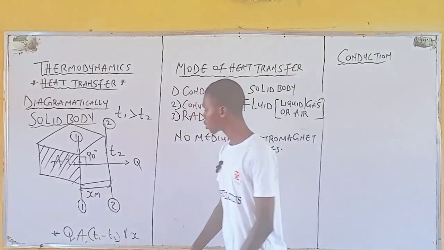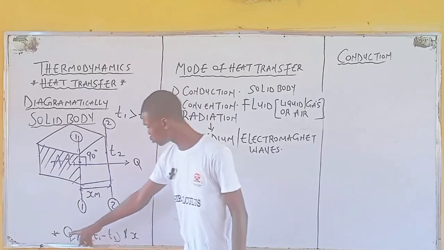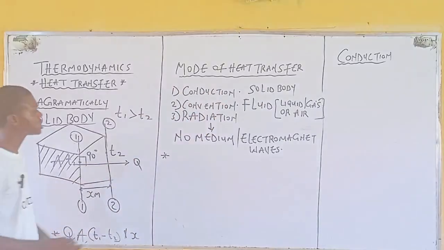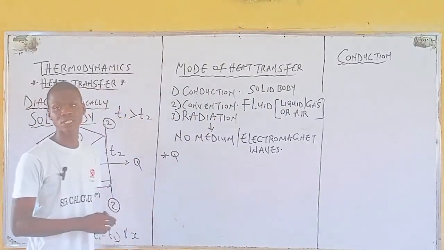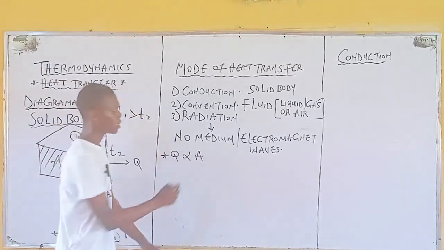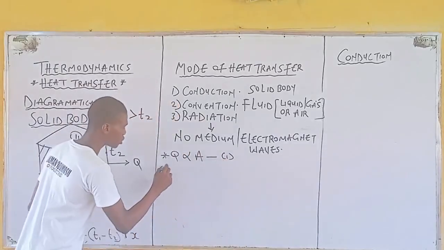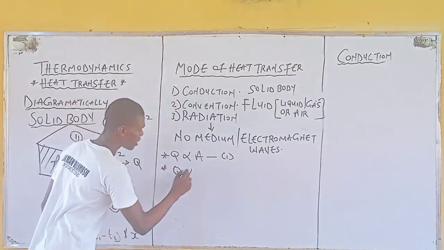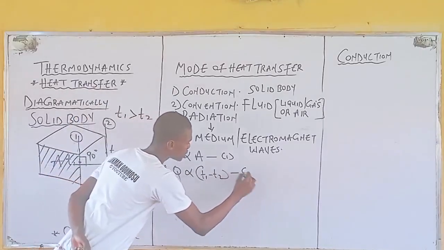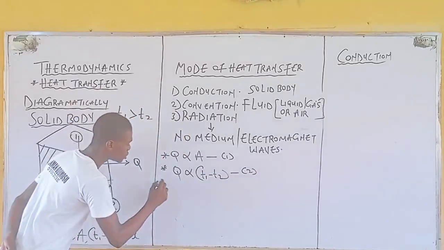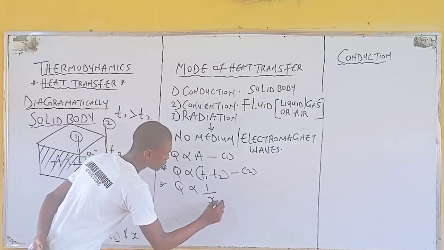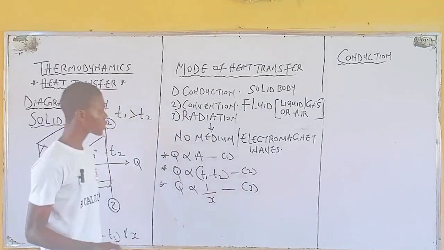From what we have here, we've seen that there's a relationship between heat, area, change in temperature, and distance. The first is the relationship between the heat transferred and the area: Q is directly proportional to the area. Say this is equation 1. The next is that heat transfer is directly proportional to the change in temperature, T1 minus T2. This is equation 2. The last is that Q is inversely proportional to the distance. This is equation 3.